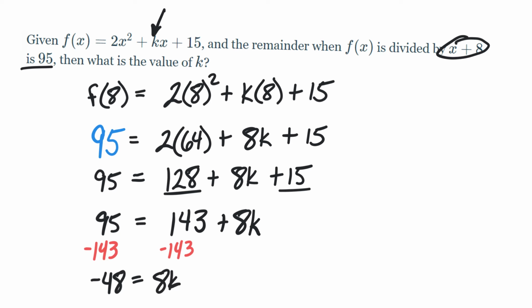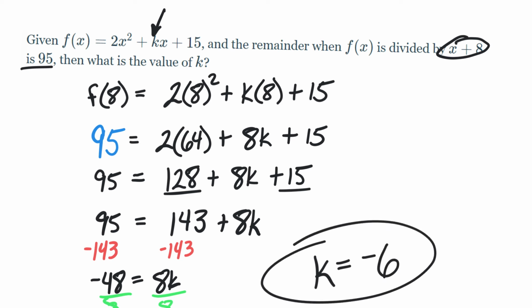equals 8k. And we finish this thing off by dividing by 8. So the k value, which would make all of this information true, would be when k is equal to negative 6. Kind of a unique question there because we are substituting in for x in order to find k, and a lot of times we're looking for x all the time. But this time we substitute in.